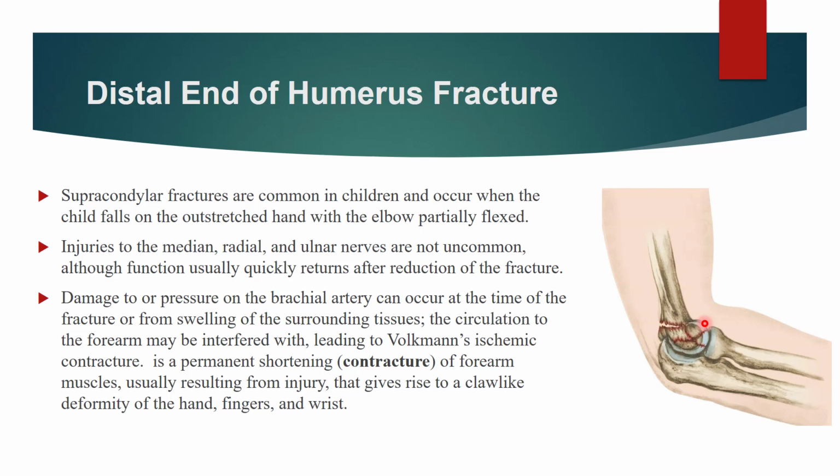Damage to or pressure on the brachial artery can occur at the time of the fracture or from the swelling of the surrounding tissues. The circulation to the forearm may be interfered with, leading to the Volkmann ischemic contracture, which is a permanent shortening of the forearm muscles, usually resulting from the injury that gave rise to the claw-like deformity of the hand, fingers, and the wrist.